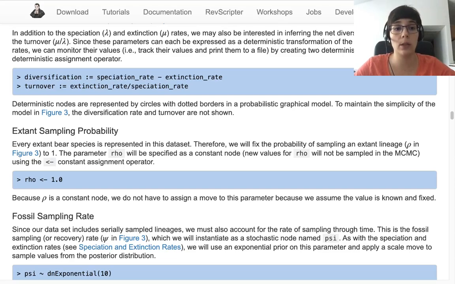So that means that the diversification and the turnover are deterministic nodes, meaning they are transformations of existing parameters as opposed to new parameters. And so this is shown by the colon and equal assignment operator here. And it's the same thing for the turnover, which we can see defined here.